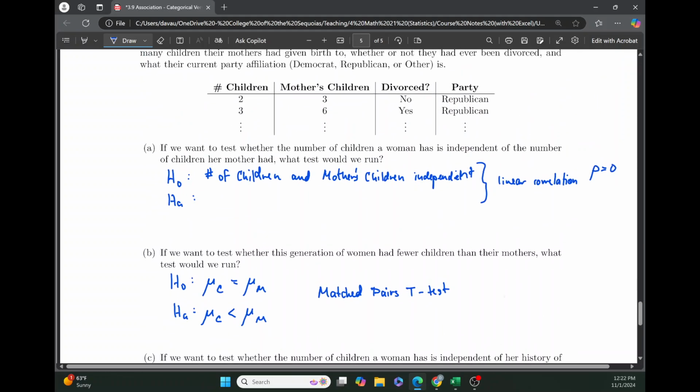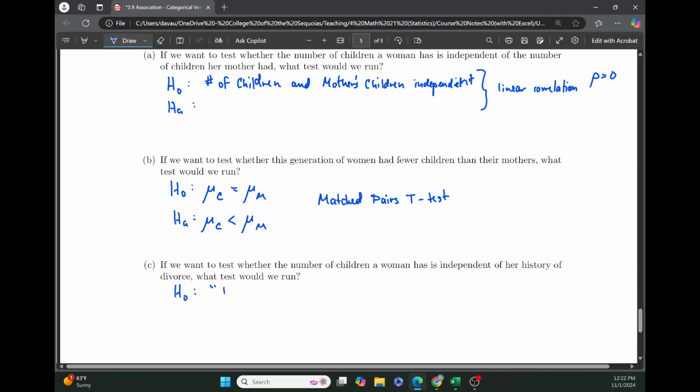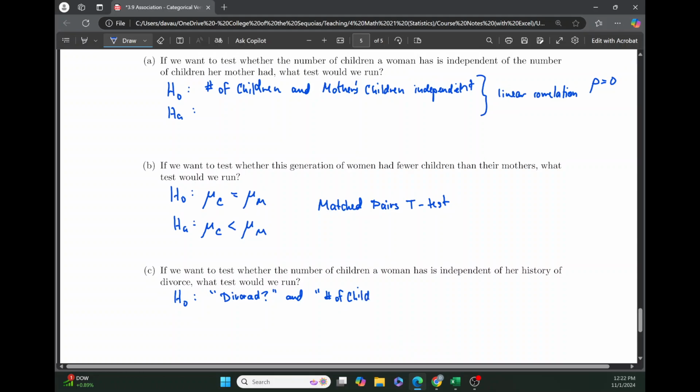what was the column called? Divorced. Divorced. And number of children are independent, and the alternative would be that they're dependent, right? But this time it's going to be a two-sample t-test.